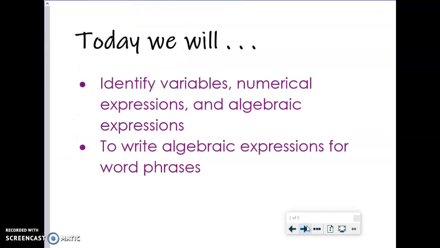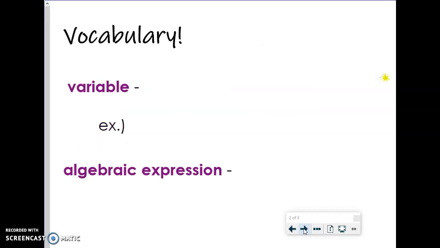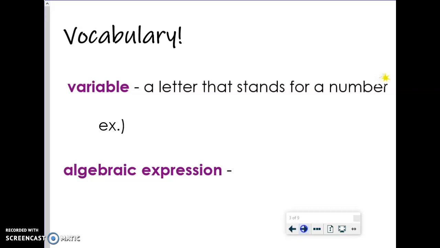Okay, so today we're going to identify variables, numerical expressions, and algebraic expressions. Then to write algebraic expressions for word phrases, those are 2 things we're going to do. We're going to kind of break it up a little bit. So the first thing we're going to look at is our vocabulary. Variable. A variable is a letter that stands for a number.